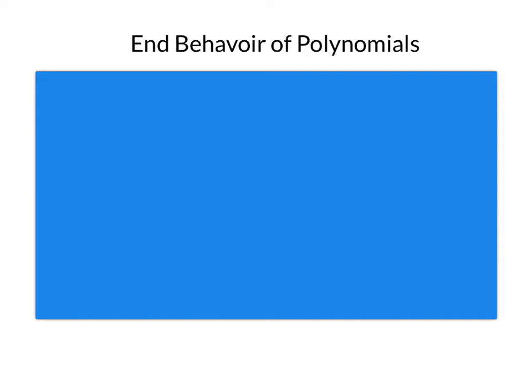Today we're going to start talking about the end behavior of polynomials. What that means is when we look at the graph, it's the directions that the arrows are pointing in, either up towards positive infinity or down towards negative infinity. But before we get into that, we need to define a few terms.